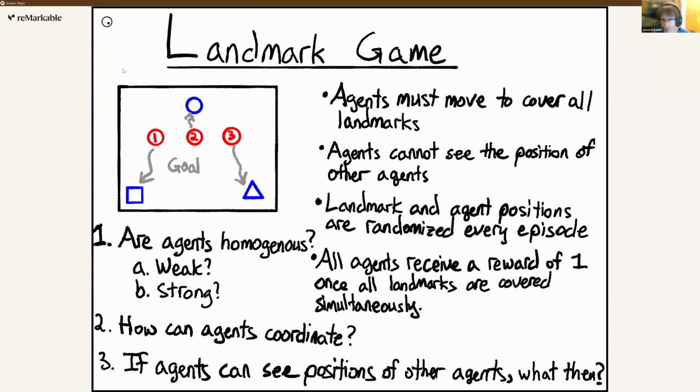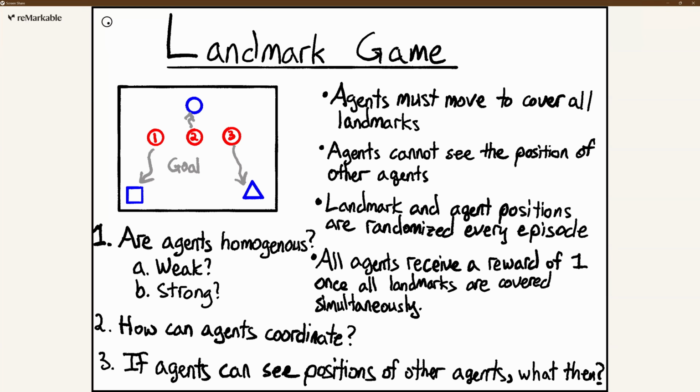But there is this follow-up question, which is, let's say that the agents could see the positions of the other agents. Here I've said they can't see, they can only see the position of the landmarks. Let's say that each agent can see everything, the position of the landmarks and the position of the fellow agents. Does that then change whether the problem has the property of strongly homogeneous agents or weakly homogeneous agents?